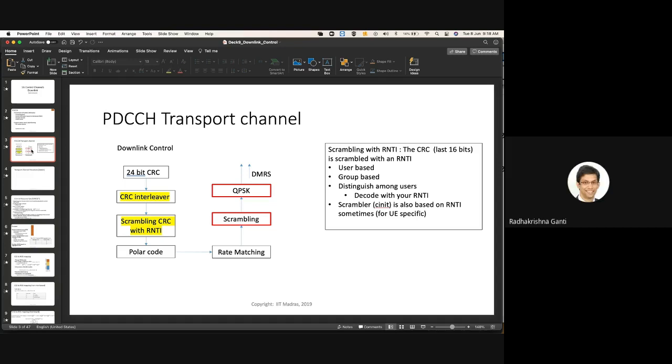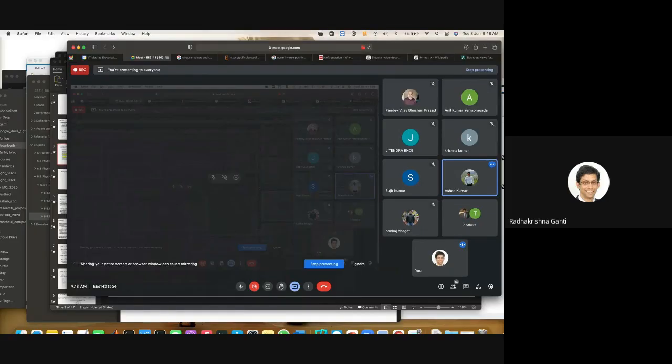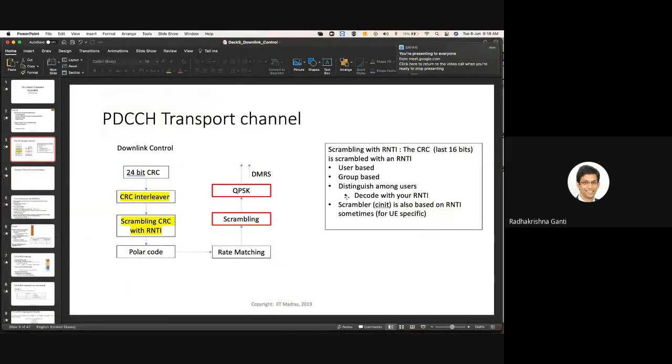Yeah. So essentially, see, PDCCH. Essentially, think of this. Who is this, by the way? Sorry. Sir, I am Ashok Kumar. Ashok Kumar, sir. So what happens is, now we are in the downlink, and the base station has to send information for different scheduling for different users.